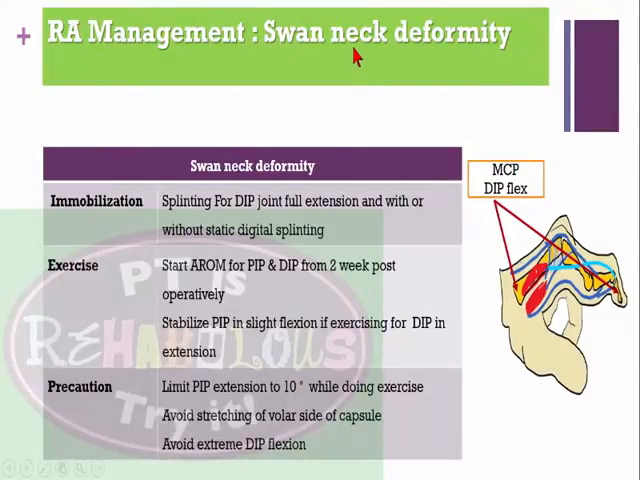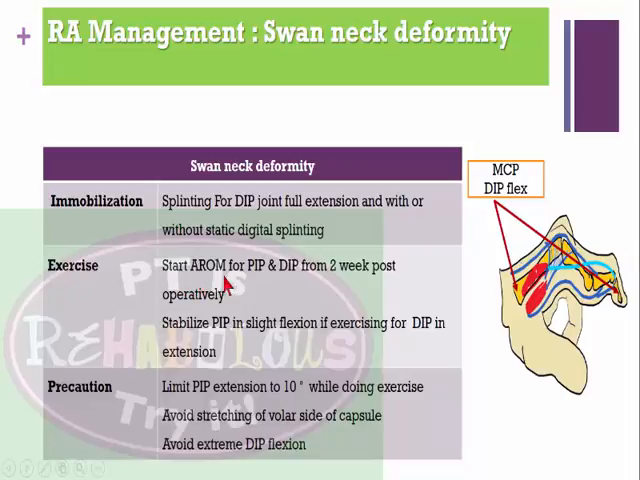Rheumatoid arthritis, swan neck deformity management. We have to do immobilization, splinting for the distal interphalangeal joint in full extension, as the MCP and DIP are going into flexion. So we have to keep the DIP in extension position, with or without digital splinting.